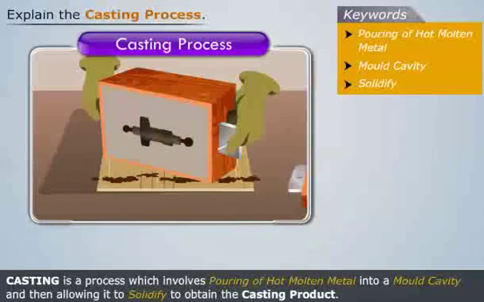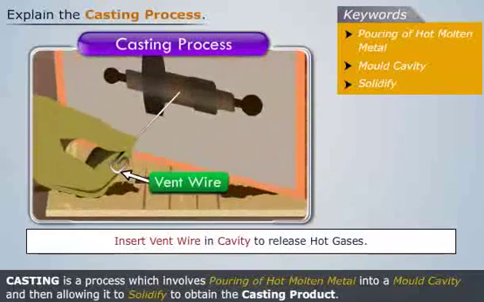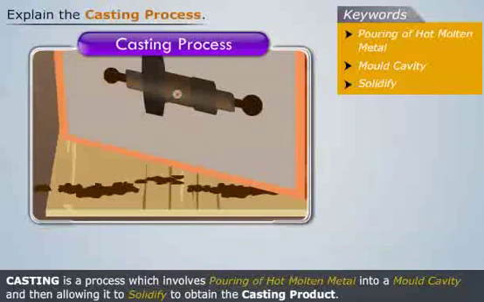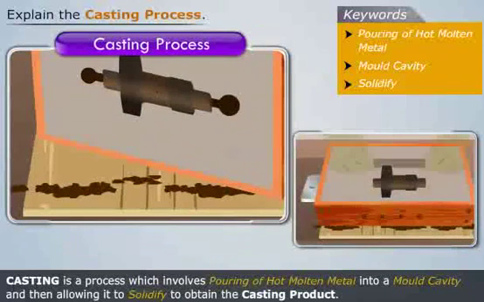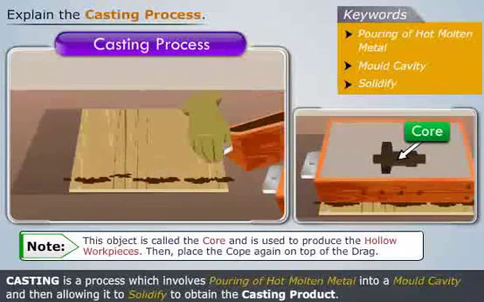Now in this cavity insert a vent wire to make a hole in order to release the hot unused gases. Now inside the cavity of the drag, place a cylindrical object made of clay. Note that this object is called the core and is used to produce the hollow work pieces. Then place the cope again on top of the drag.